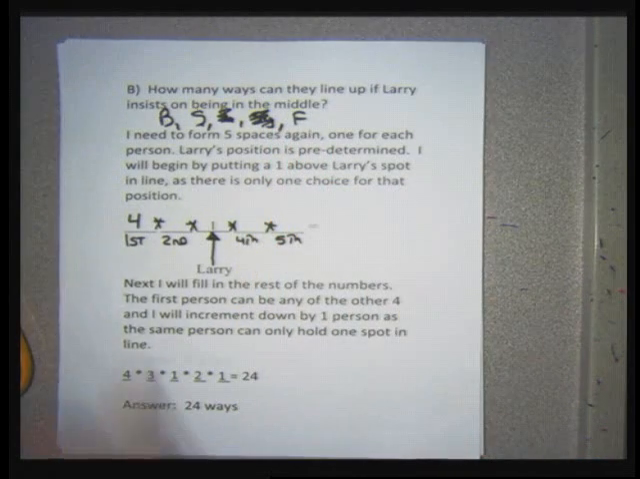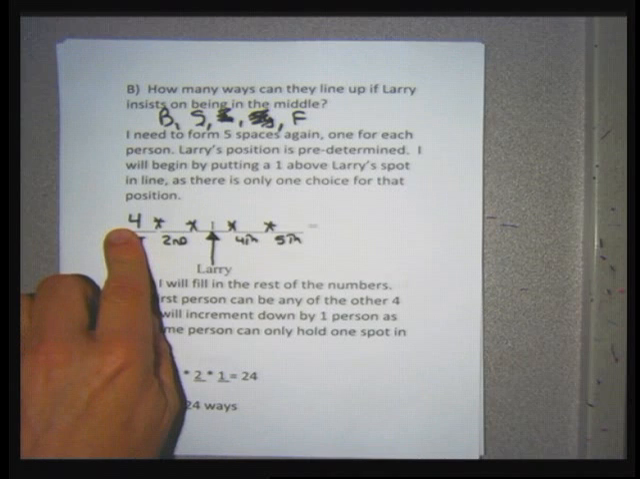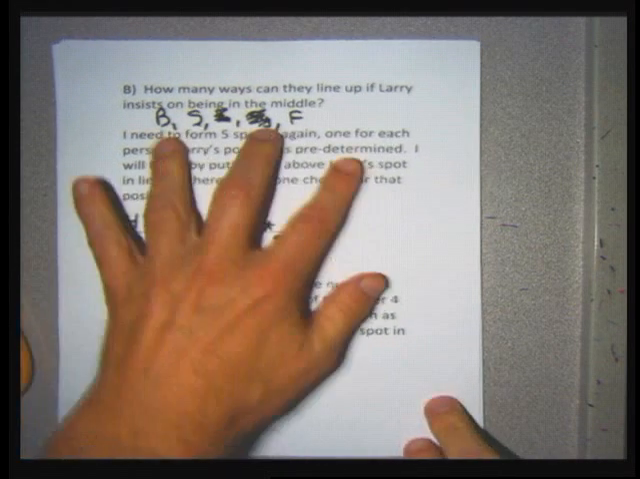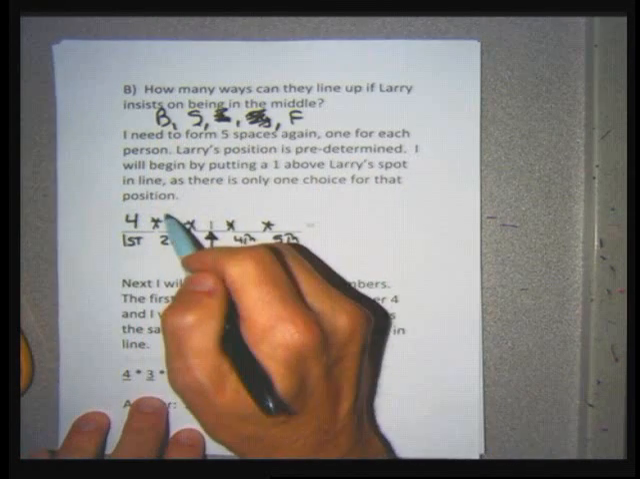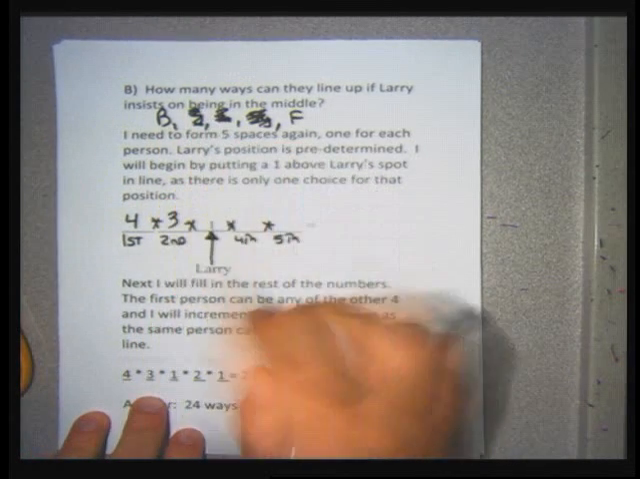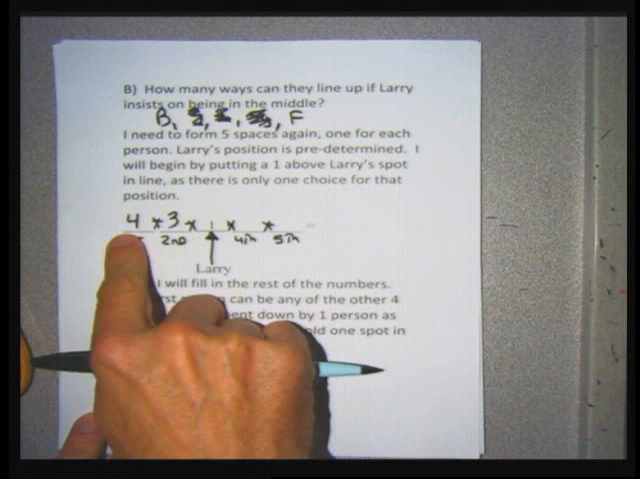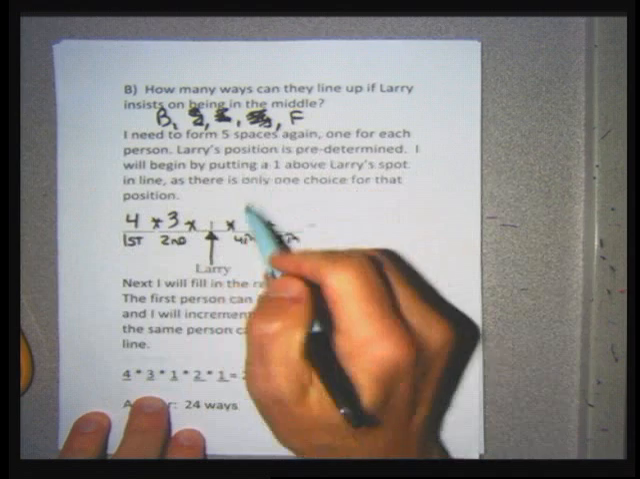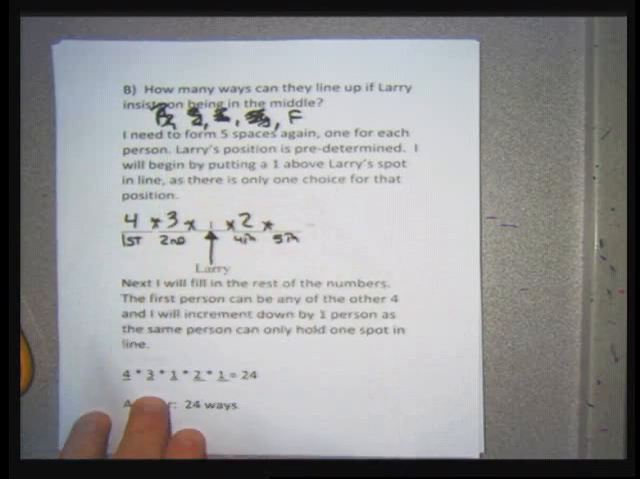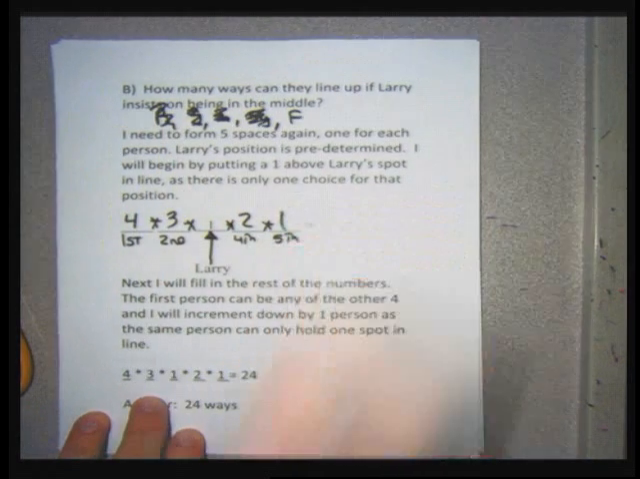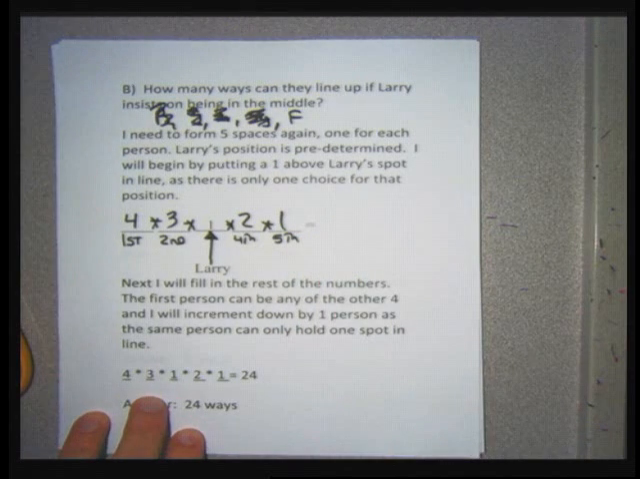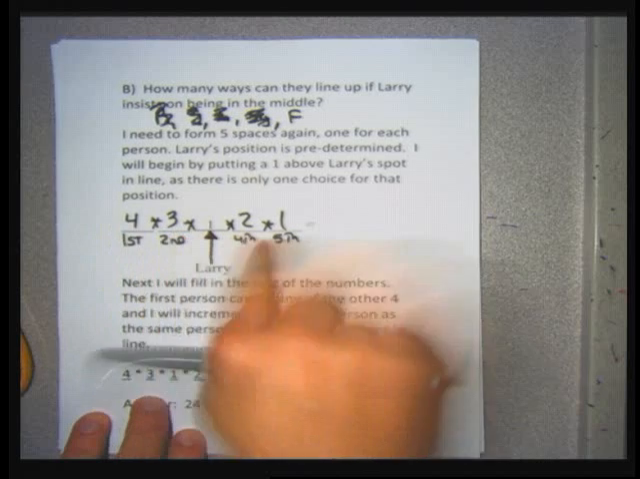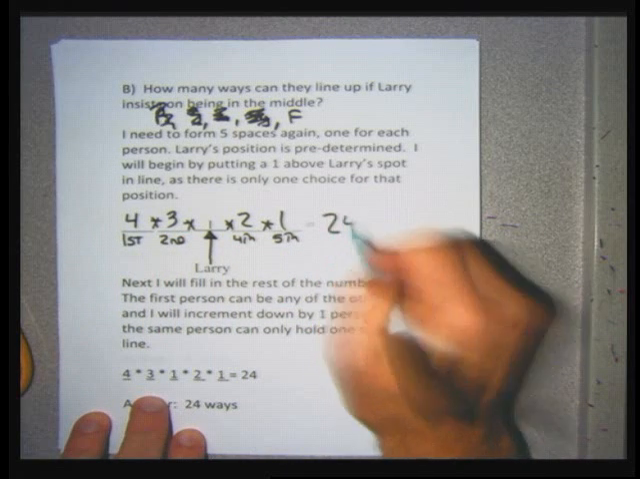Once I pick a person for first, I've got the first person and I've got Larry in the middle. There's only going to be 3 people for the second. And then once I pick a second person, there's 2 people left for the 4th position. And then once I pick a 4th person, there's 1 person left for the last position. So it's going to be 4 times 3 times 1 times 2 times 1. 4 times 3 is 12 times 2 is 24. This should get 24.